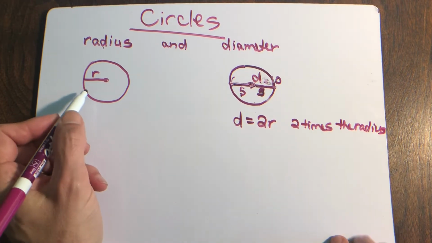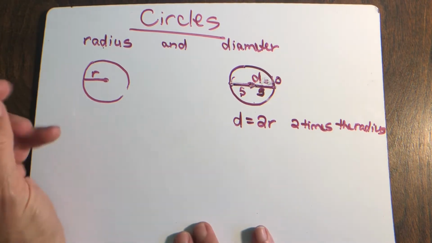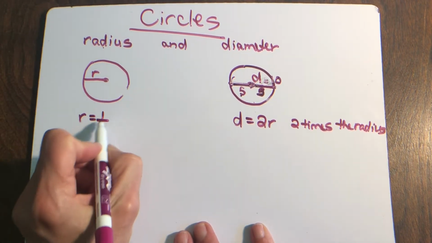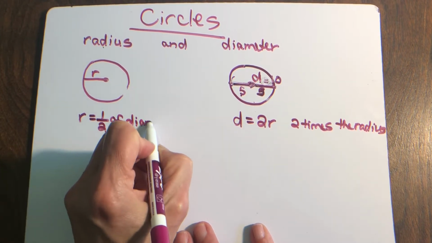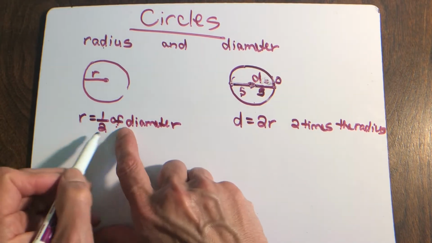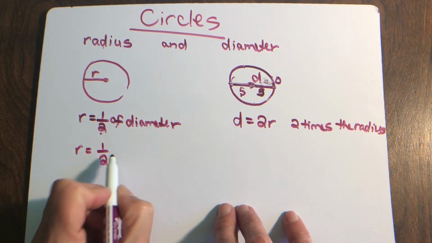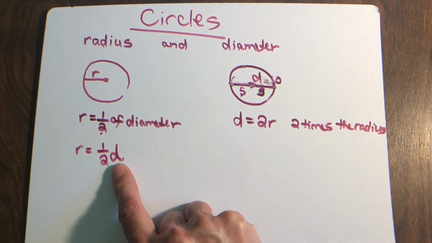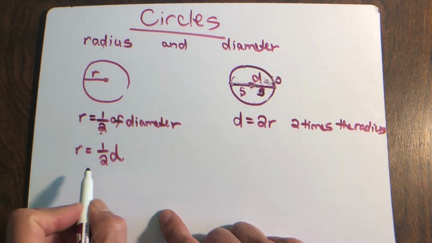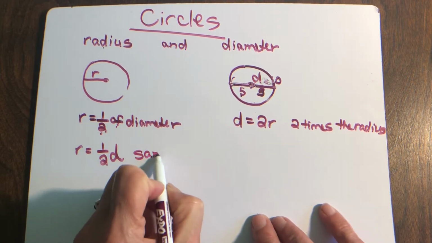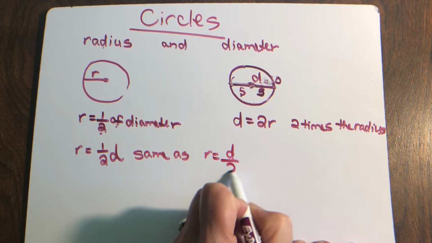Now, the radius is half of the diameter. See, we're missing half of it right here. So the radius is half of, remember the word of means, let me write this. Okay, the word of paired with a fraction, do you remember what that means? That means multiplication. So that means 1/2 times the diameter. I don't need a times sign when I have a letter or a variable. 1/2 times the diameter is the same thing as saying R equals D over 2.